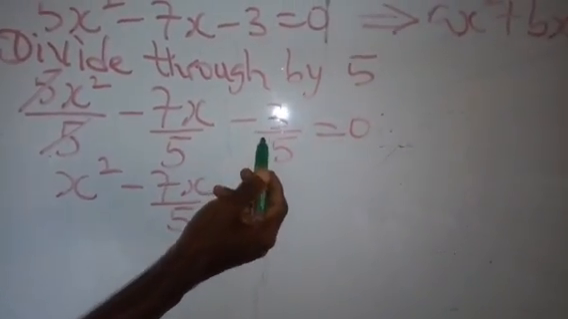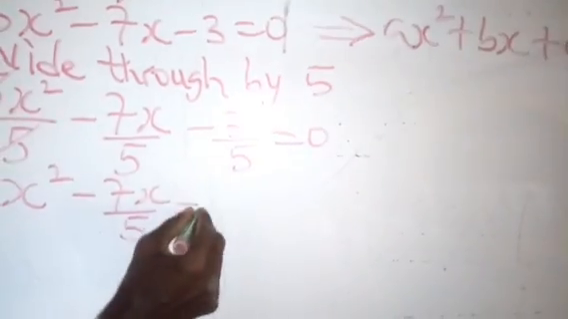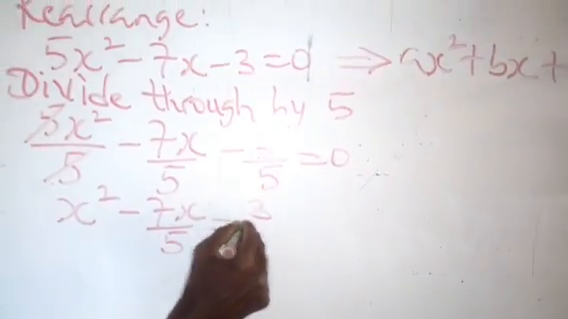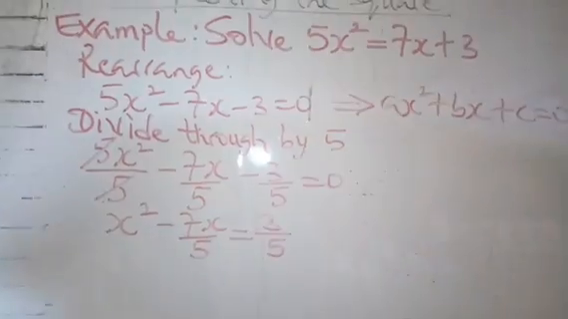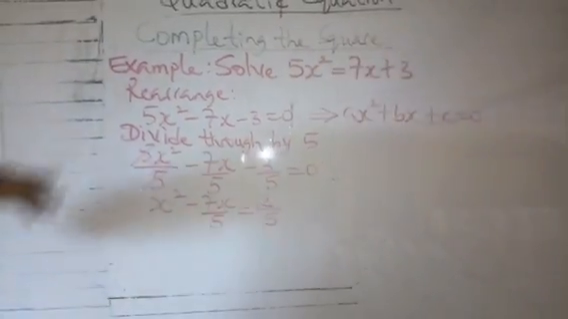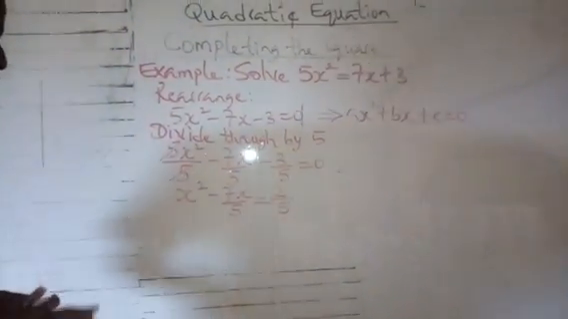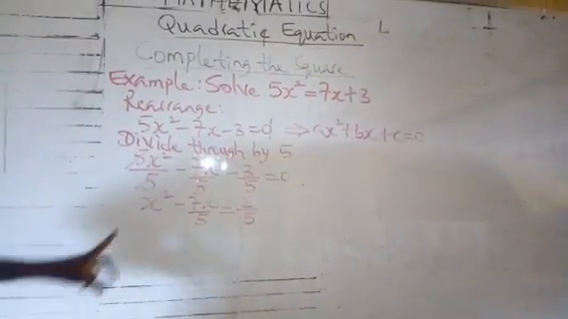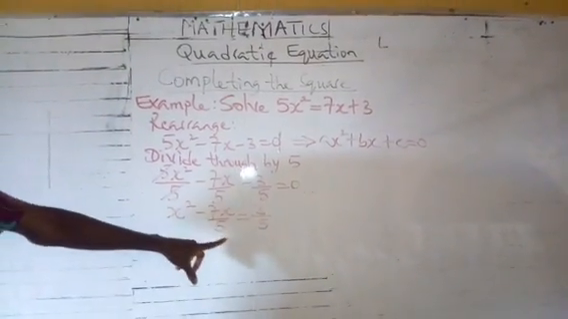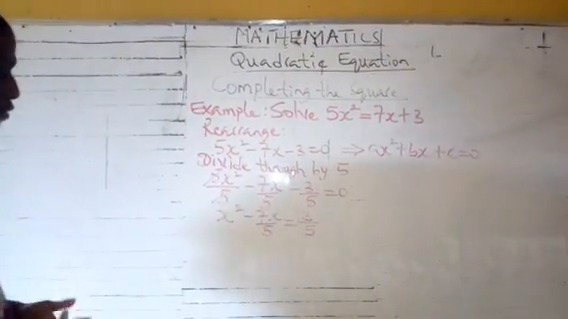You pick the constant and take it to the other side after the equals sign. Now we have 3 over 5. Viewers at home, we are using the completing the square method. Now looking at x squared minus 7x over 5 equals 3 over 5.